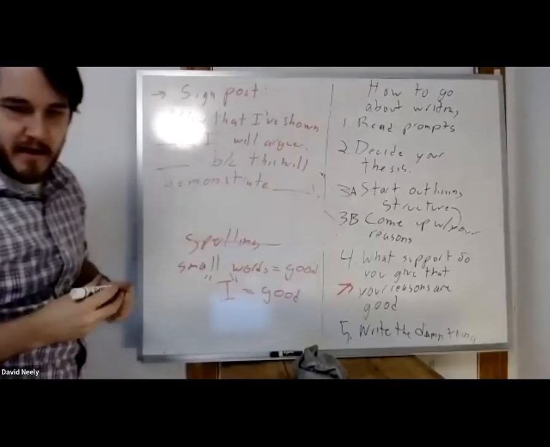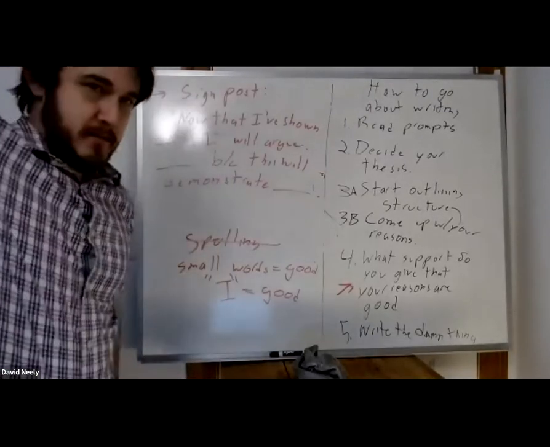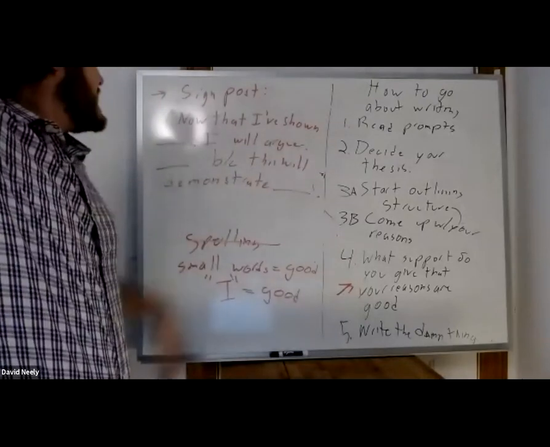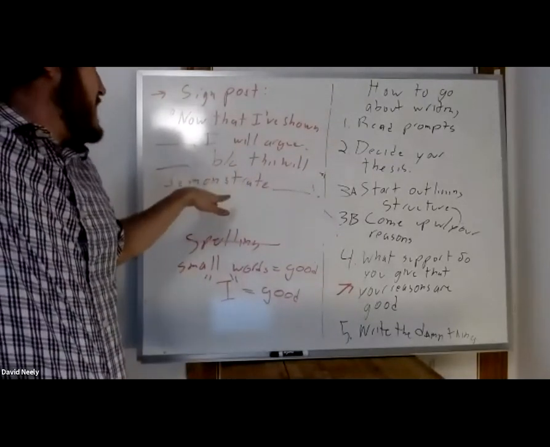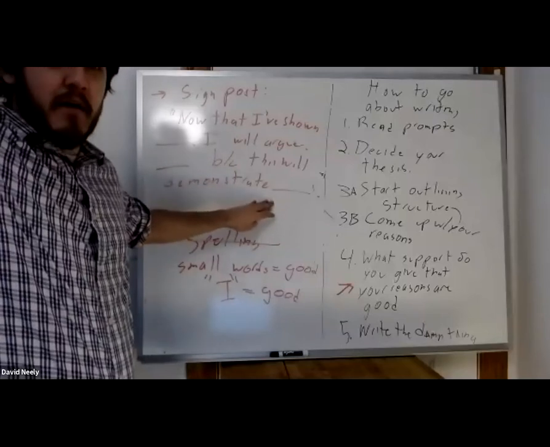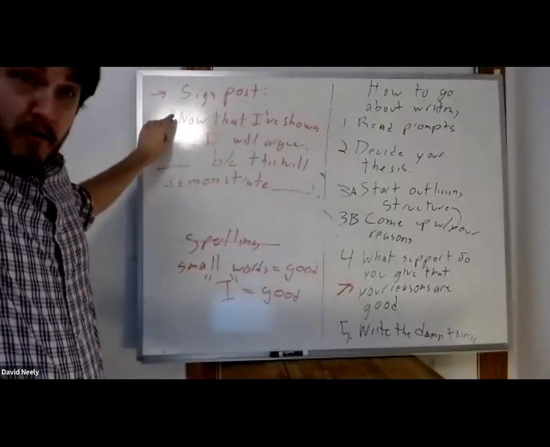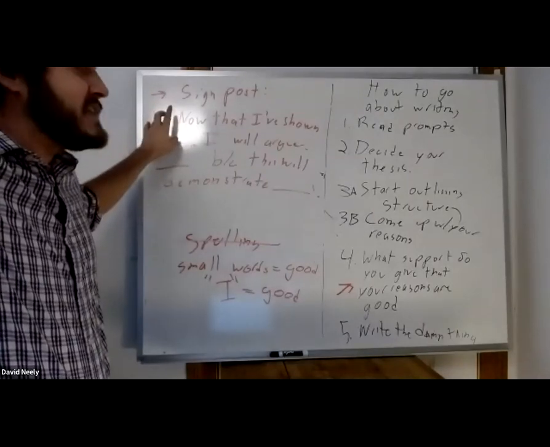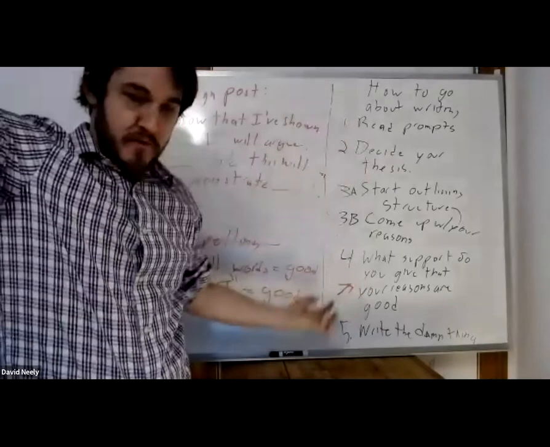All right, can everyone see this? This is what I call a signpost. It's right in the glare, so maybe I can block it a little bit. Here we go. What it says is, now that I've shown blank, I will argue blah, blah, blah, because this will demonstrate yada, yada. So these are sentences that go at the start of paragraphs that help you keep your paper organized and make it easier for your reader to follow along with the structure of your paper.